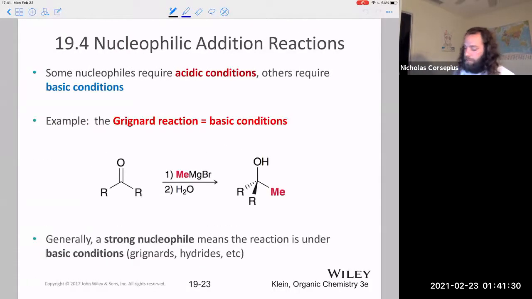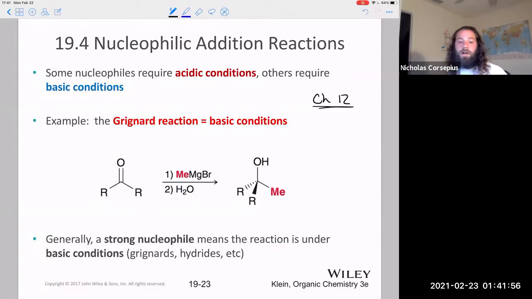One of the reactions we learned about back in chapter 12, and we're going to go over it again in a few lectures, in the carbon nucleophile lecture in particular, is the Grignard reaction. One of the things we learned about Grignard reactions is that they have to take place under basic conditions.